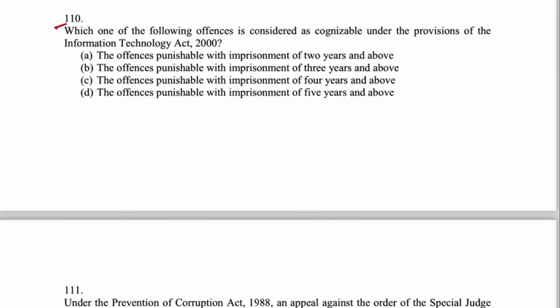Next is 110. Which one of the following offences is considered as cognizable under the provision of IT Act? The offense punishable with imprisonment of 3 years and above. B is the answer. Mentioned in section 77B of IT Act.